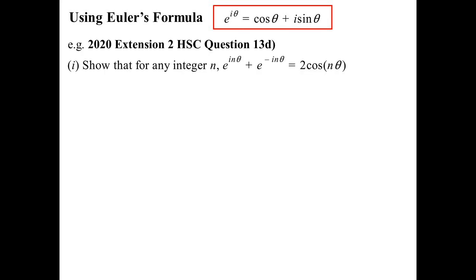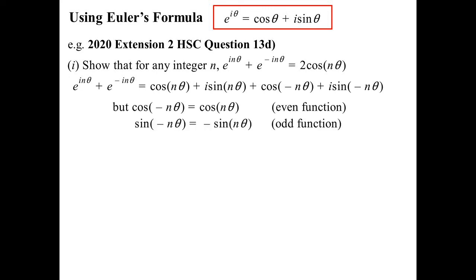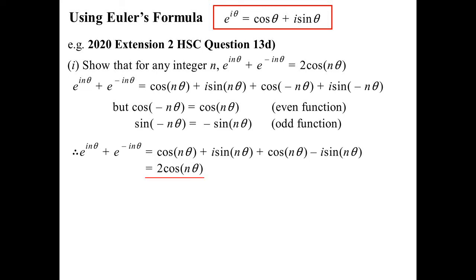Show that for any integer n, e to the i n theta plus e to the minus i n theta is 2 cos n theta. Well, e to the i n theta, if I move it back to cos n theta plus i sine n theta, the second one becomes cos minus n theta plus i sine minus n theta, but we know cosine's an even function, so minus n theta will become just n theta on the cos, but it'll become minus sine n theta for the sine. That means the i sines cancel, and we're left with 2 cos n theta.